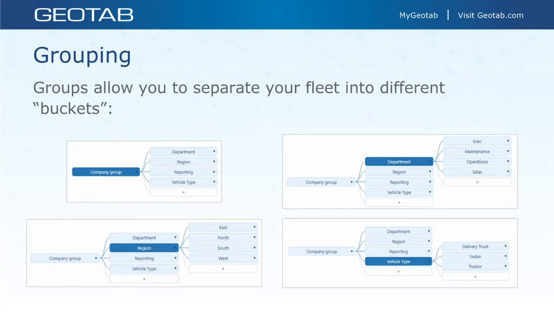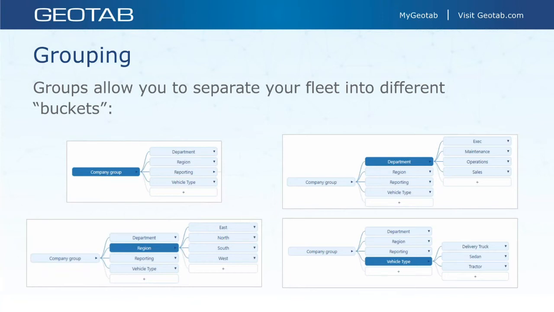So just for example, you could organize your fleet by department. In that image on the top right, we have within departments: exec, maintenance, operations, sales. That also shows you an example of subgroups. So you can have groups inside of groups inside of groups. You could organize your fleet by region: east, north, south, west. You could organize your fleet by vehicle type, whether it's heavy duty, medium duty, or light duty vehicles.